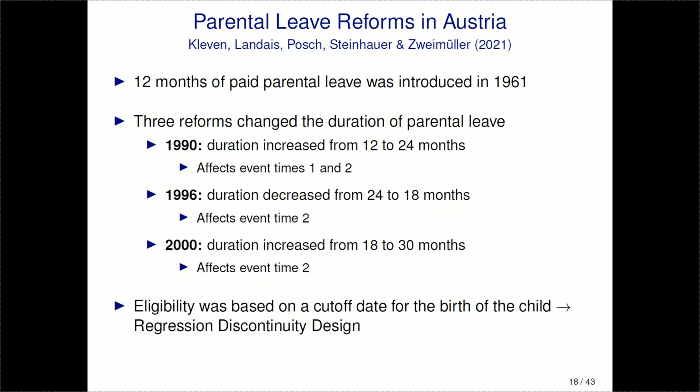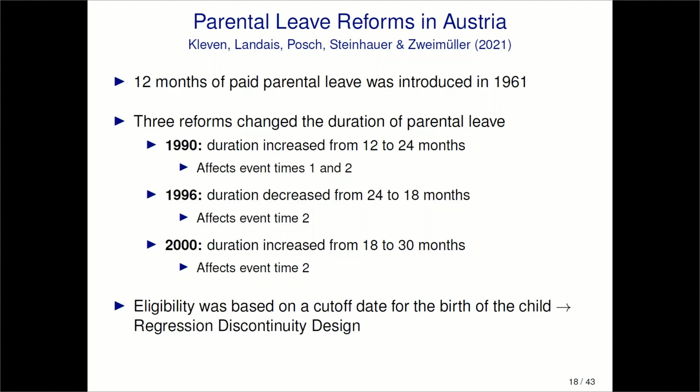Now, in terms of where these schemes are binding, I put that here. It's worth just noting. Take the 1990 reform. It goes from 12 to 24 months. That sounds like event year 1, right? So you have your child in event year 0. When I talk about event times here, to clarify, I'm talking about event times in my child penalty graphs.